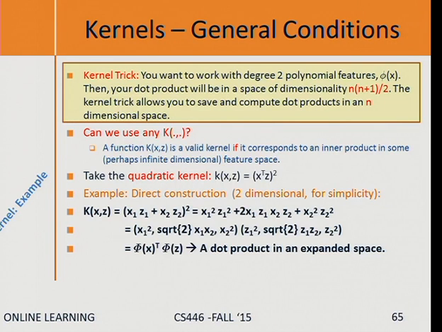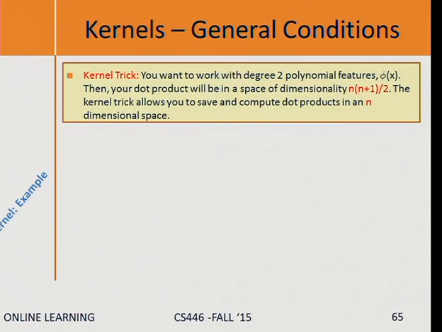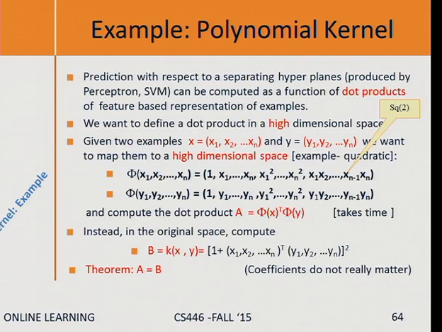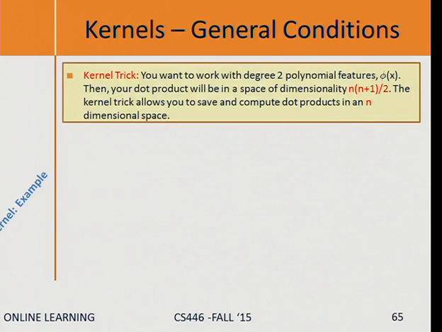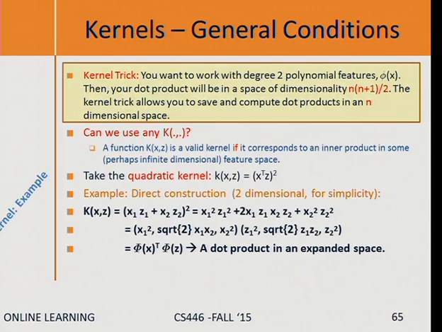My kernel is the dot product of x and z, squared. Notice that it's a little bit different than the one I had before, where I had the dot product plus 1. It's a little bit different, but both of them will have quadratic terms. And in order to show you that this is indeed a kernel, I'm going to show you that there exists a high-dimensional space in which this kernel can be written as a dot product.